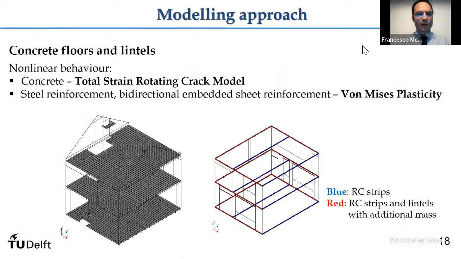Also, another detail regards the nonlinear behavior of the concrete floors and lintels, which was modeled by means of the total strain rotating crack model, so the isotropic total strain model. And the steel reinforcement was modeled via embedded sheet reinforcement, bidirectional, and with the use of von Mises plasticity.